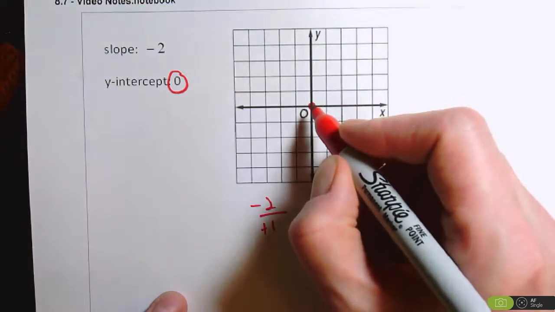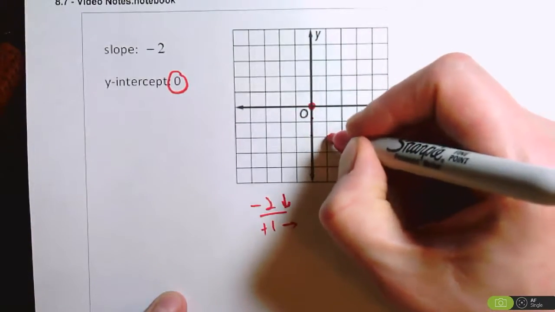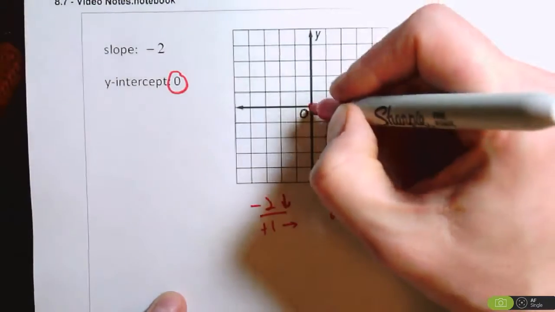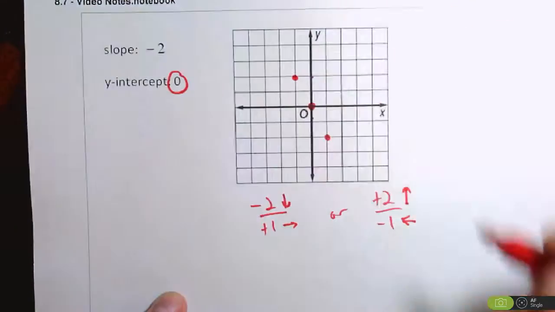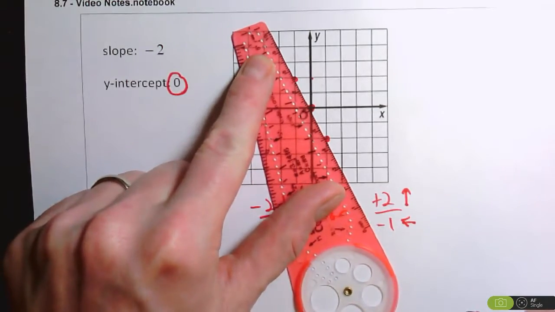And now from this point that I plotted, I can either go down 2, right 1, or I could go up 2, left 1, and then plot those 2 points and be done.